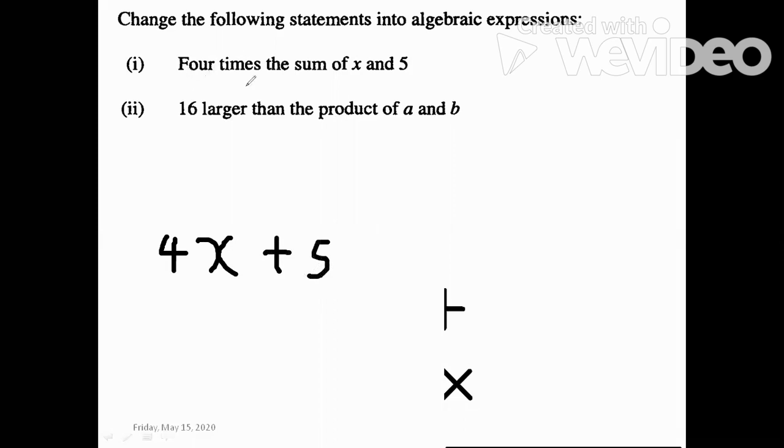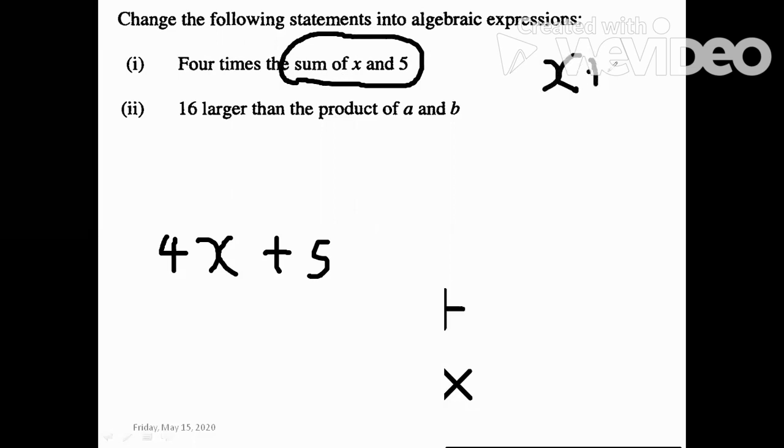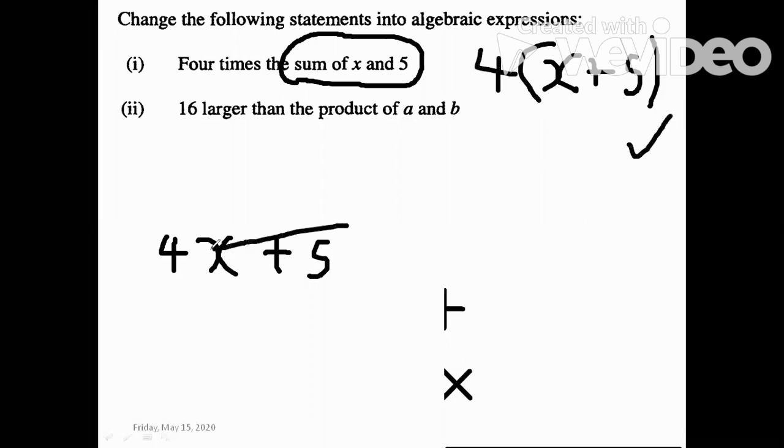Now if you read straight, you might interpret this to be the answer. But it didn't say 4 times x plus 5. It says a sum of x and 5. So how do we write the sum of x and 5? The sum of x and 5 is just x plus 5. And 4 times the sum of x and 5, we put the 4 outside the bracket. So this will be correct. And this one is incorrect.